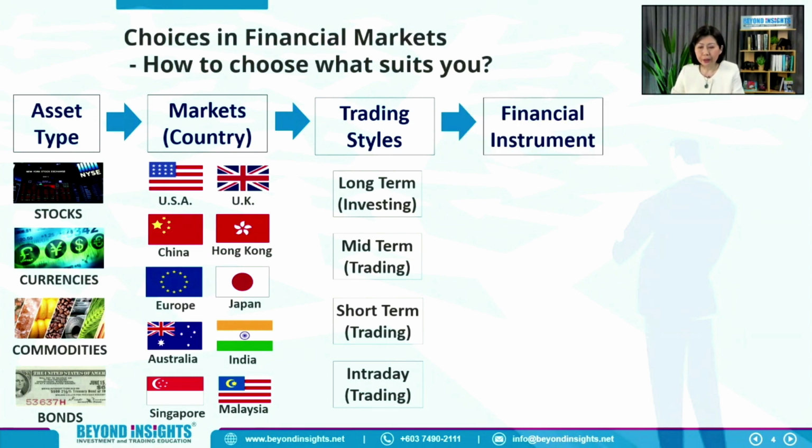After you choose the right trading style, there are still many financial instruments for you to choose from. You can buy direct stocks, or commodities, or currencies.